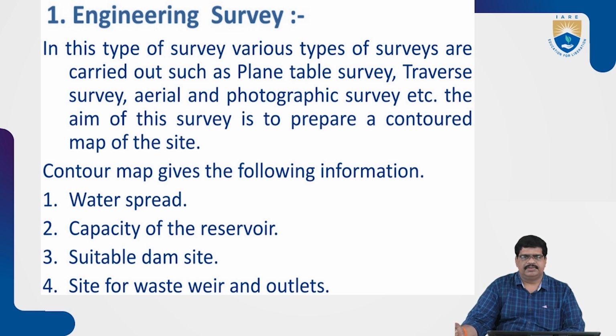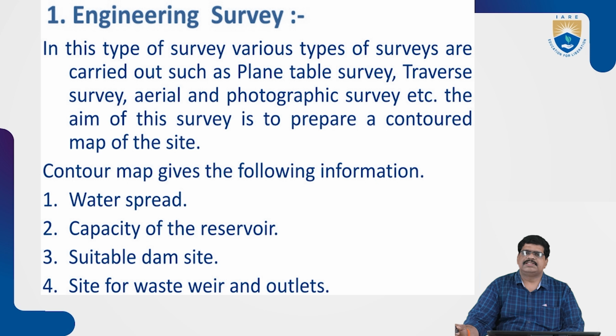We have discussed slopes, how much the slopes will be from this catchment area, and how the slopes can vary. So that is the main important thing, contouring the map. The contour map gives the following information. What information can it give?